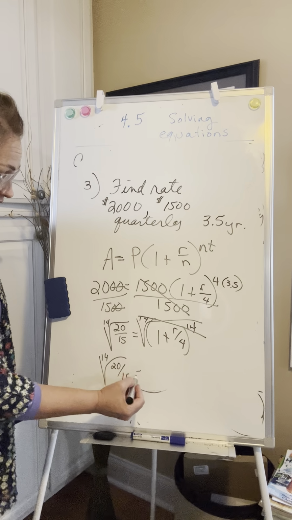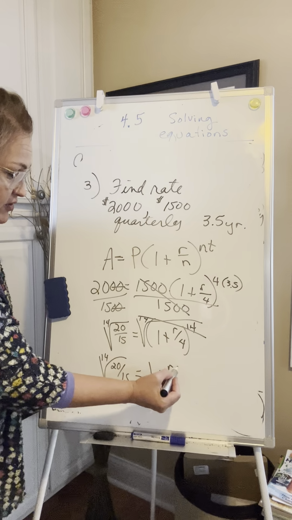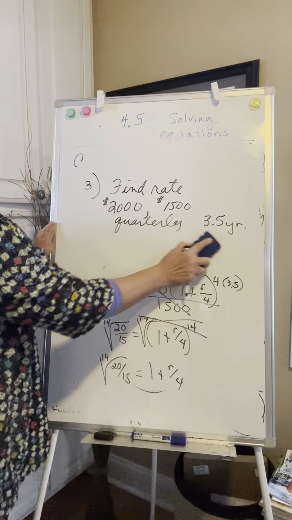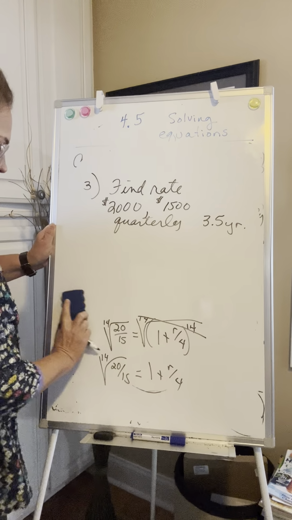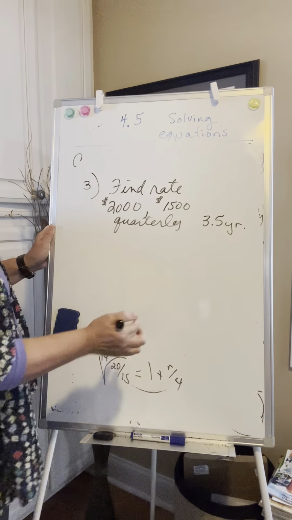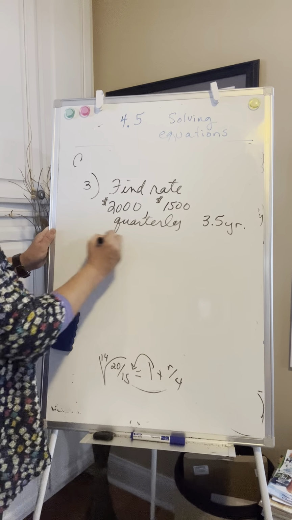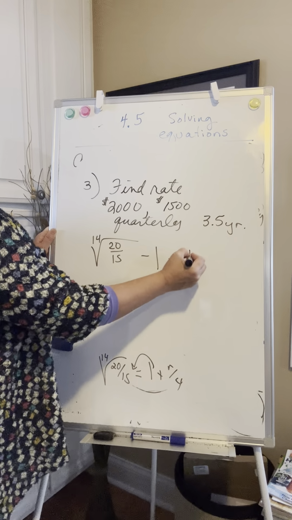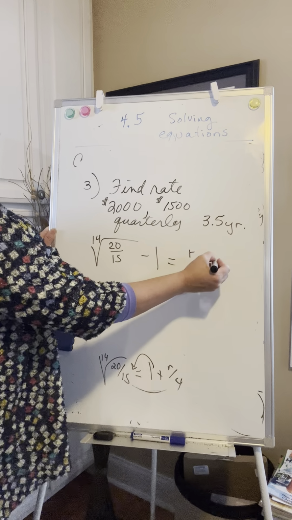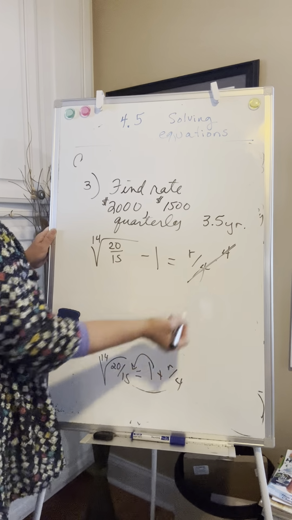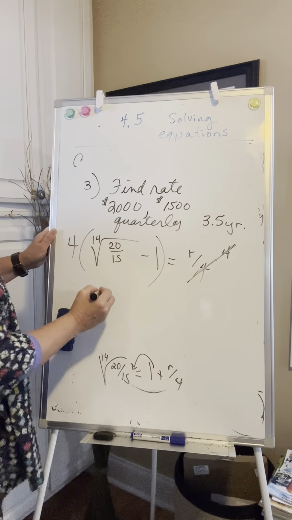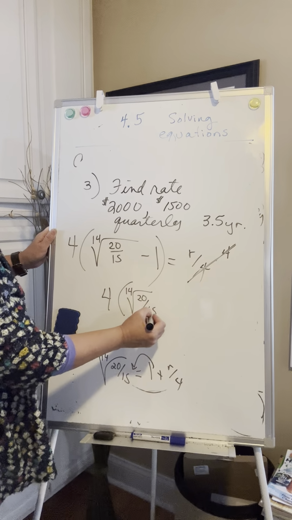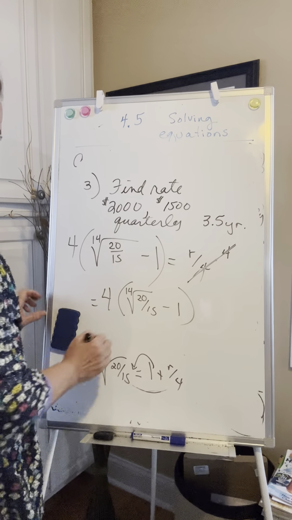So we can do that on our calculator. And that brings out the 1 plus r over 4. Then I would bring the 1 across, and I have the 14th root of 20/15 minus 1 equals r over 4. Then the last step, I would times by 4 to get that divided by 4. So all this side gets times by 4. So this is what we need to get out of your calculator very carefully. So that's what we want to try to type in.